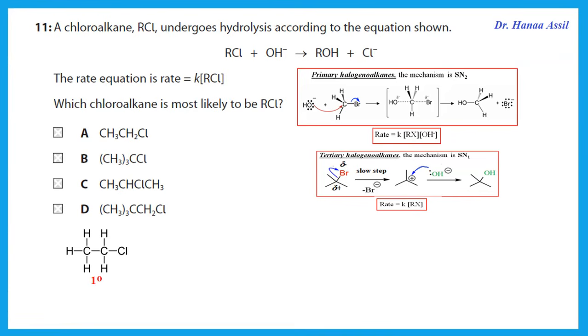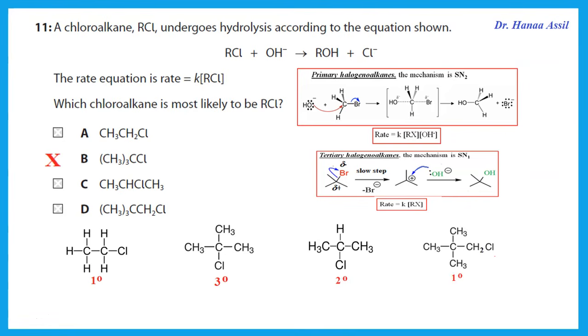The one in A is a primary. Now the choice in B, this is a tertiary, so this would react in SN1 and the rate would depend only on the concentration of the halogenoalkane. Now the others are not tertiary, this is a secondary and this is a primary, so the answer is B.